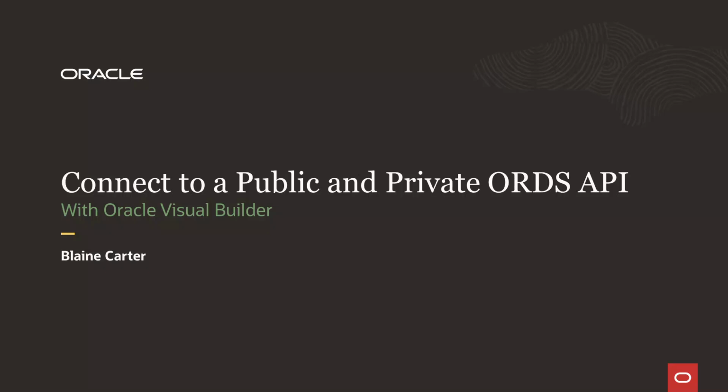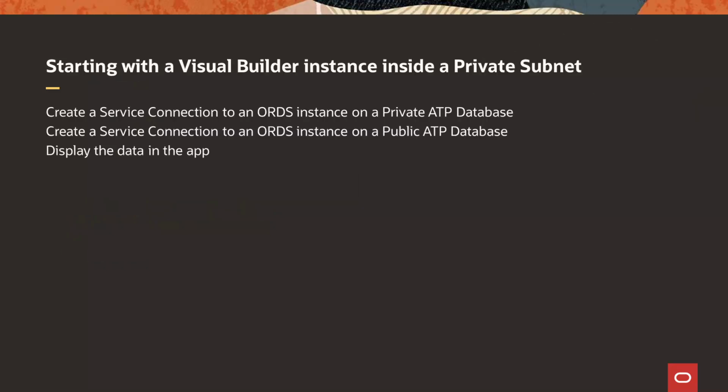Oracle has just released a cool new feature that allows you to create a Visual Builder instance inside of a private subnet, which gives you all kinds of cool new abilities, one of which I'm going to demonstrate today. I'm going to show you how to create a quick app that will connect to an ORDS instance on a private database and also an ORDS instance on a public database and display the data in the application. All right, let's get started.